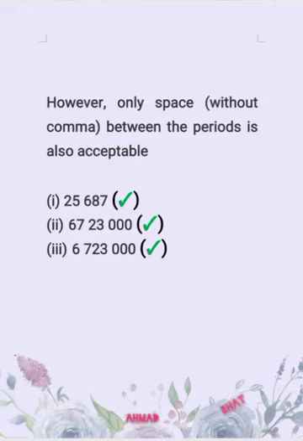For example, in the number 25 687, the two periods, thousands period 25 and ones period 687 are separated by a space. Similarly, in 67 23 000, the three periods 67, 23 and 000 are separated by spaces. And in the number 6 723 000, the three periods 6, 723 and 000 are separated by spaces, and spaces without commas are acceptable.